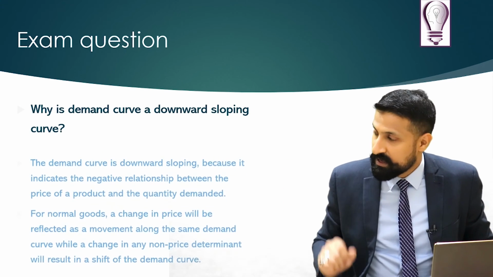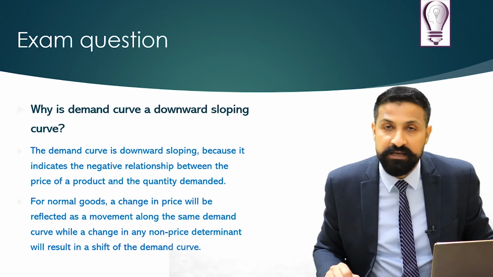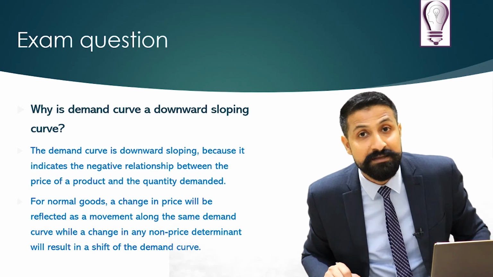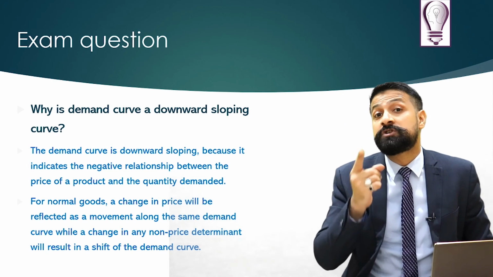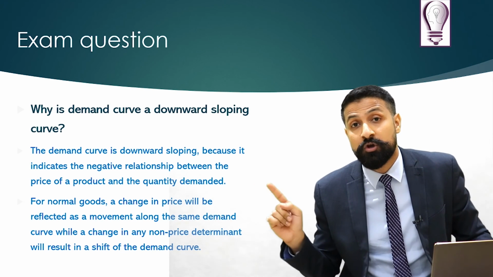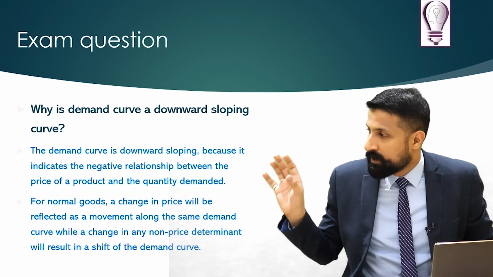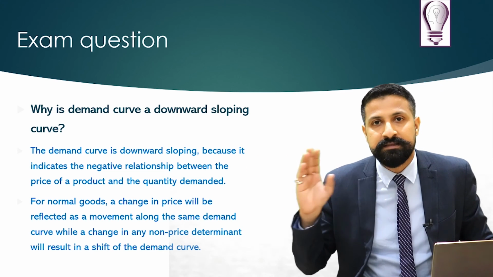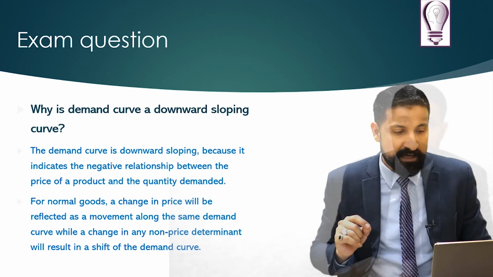The reason is here. The demand curve is a downward sloping curve because it indicates the negative relationship between the price of a product and the quantity demanded. If the relationship was positive, both moving in the same direction, then the demand curve would not be downward sloping. It would have been an upward sloping curve. So here, because there is a negative relationship between both of these things, that is the reason the demand curve is downward sloping. This is the answer.